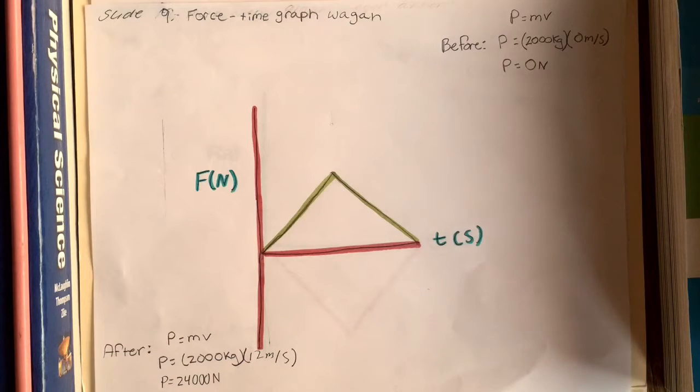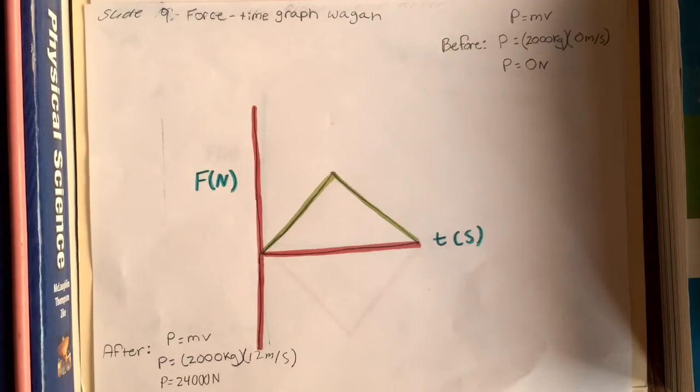Slide 9. When creating the force time graph for an SUV, you must start by calculating the momentum, which is P equals mv. The mass before and after is 2,000 kilograms. The initial velocity is 0 meters per second because it is at rest, and the final velocity is 12 meters per second. This makes the momentum before 0 newtons and after 24,000 newtons. There was a positive gain in momentum, so the force time graph is an upward triangle.